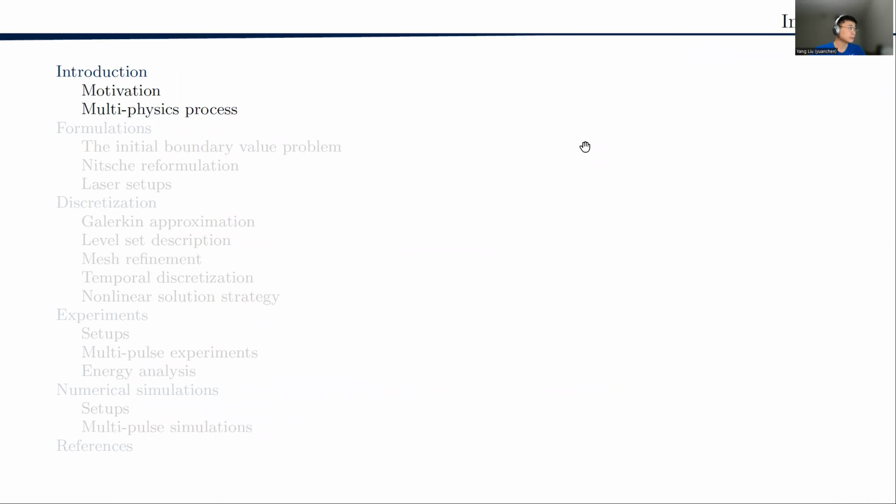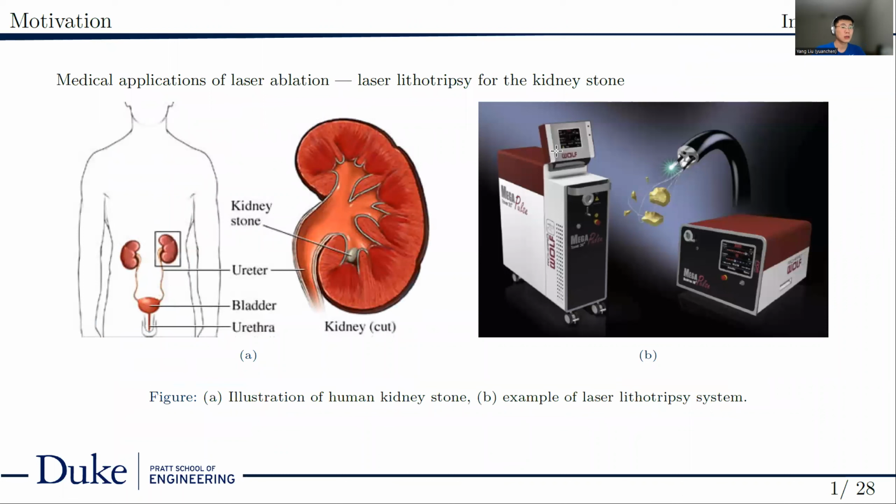This is the outline. Firstly, I will introduce the motivation and underlying physics briefly. Laser ablation simulations are of great interest and utility for engineering and medical applications. For example, laser lithotripsy, which literally means using pulsed laser to break kidney stones in the human body, is one of the useful medical treatments for kidney stones.